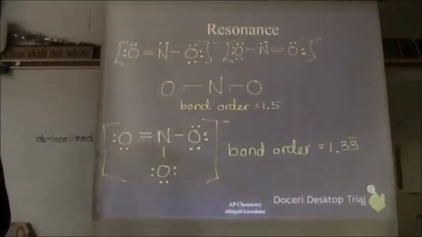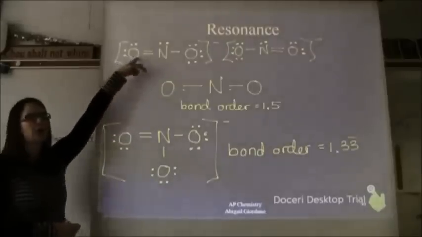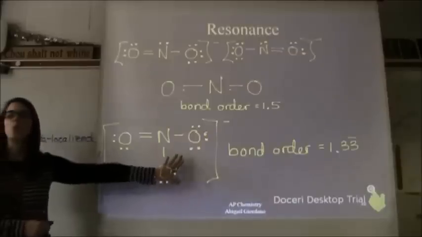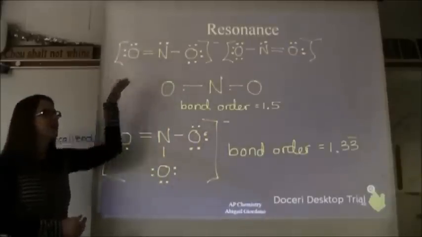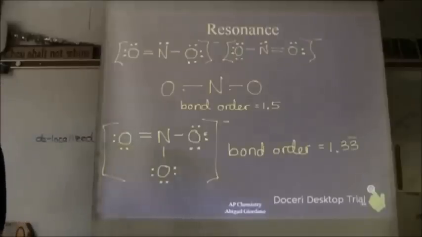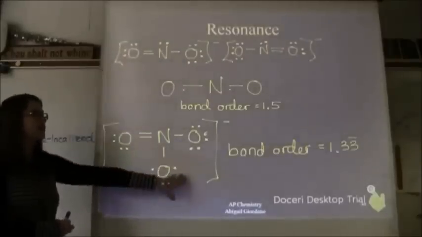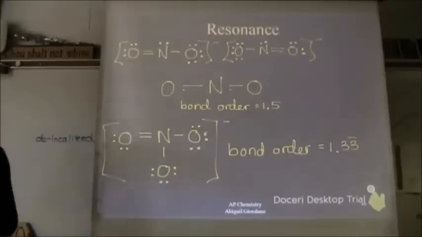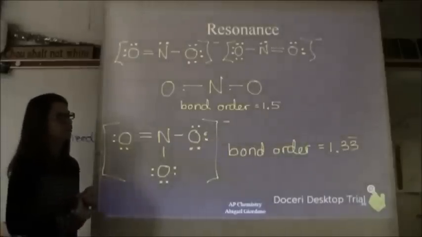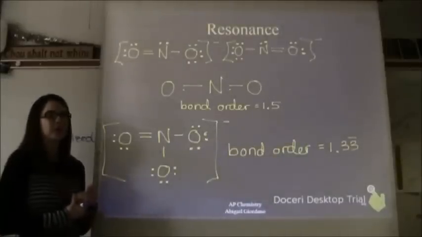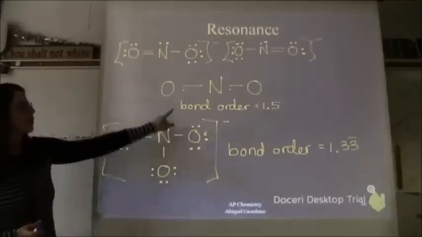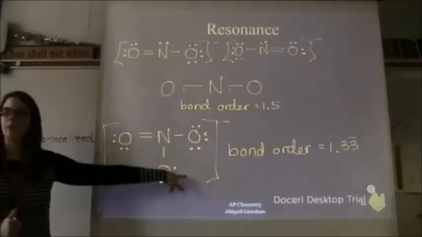Here's what a sample question might be, and this is a good one. Nitrite versus nitrate. Which one of these has the shorter average bond length? Nitrite versus nitrate. Which one of these has the shorter average bond length? Okay. Don't answer immediately. This has a bond order of 1.5. This is 1.33.